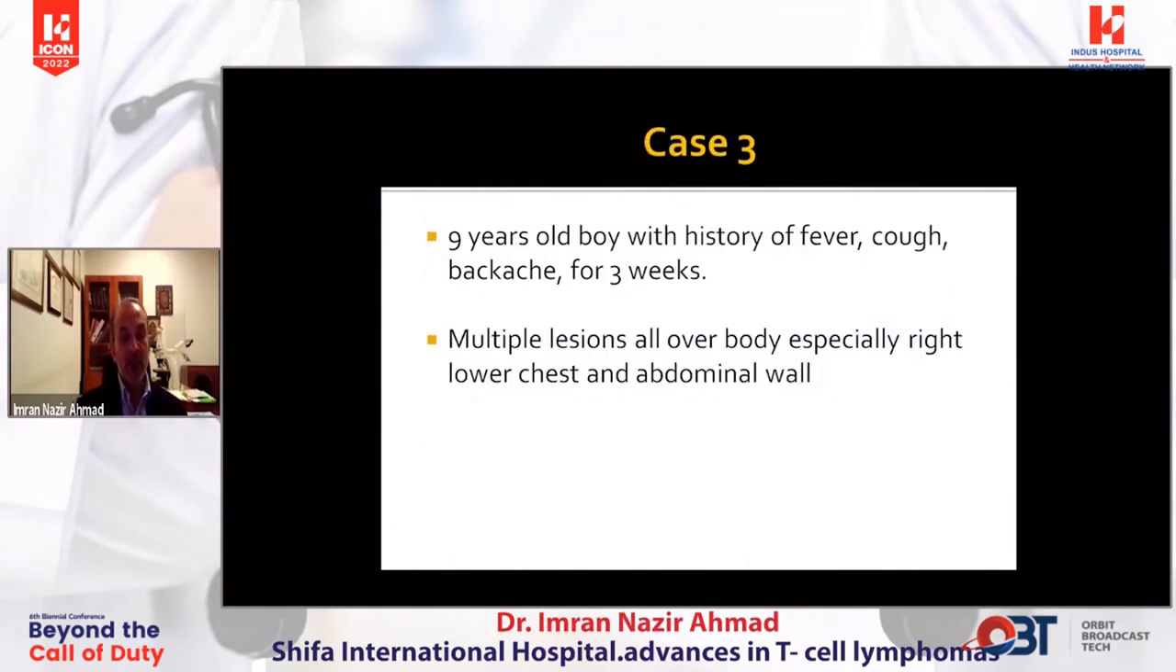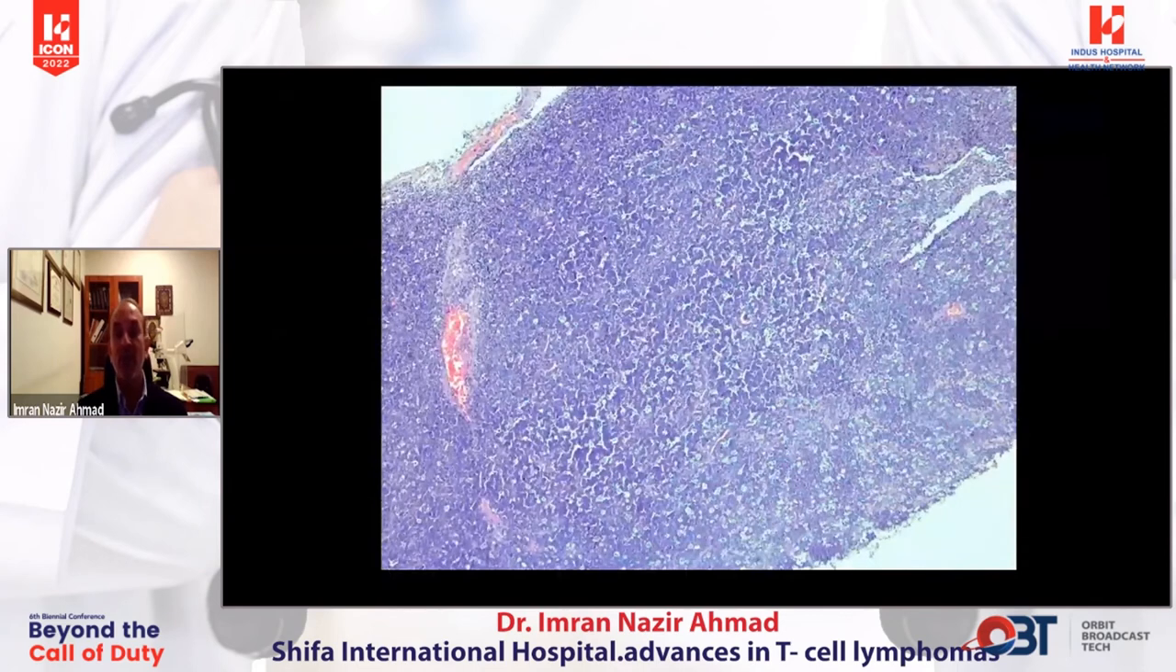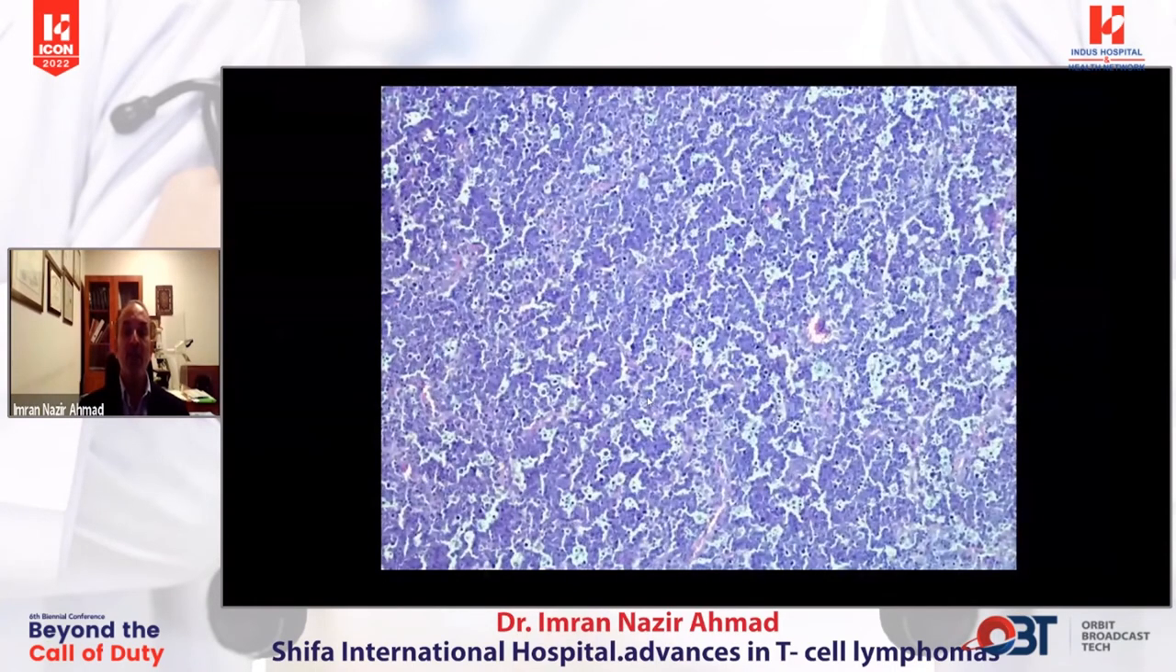Now I would come to my third case. This is a 9-year-old boy with a history of fever, cough, backache for 3 weeks, and multiple lesions all over the body, especially the right lower chest and abdominal wall. On low power examination is diffuse effacement with a starry sky appearance. And whenever we think starry sky, we are dealing with a very aggressive lymphoma.